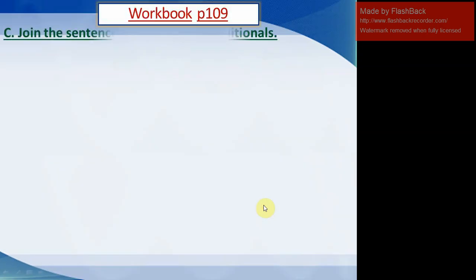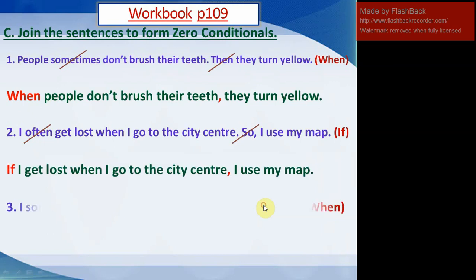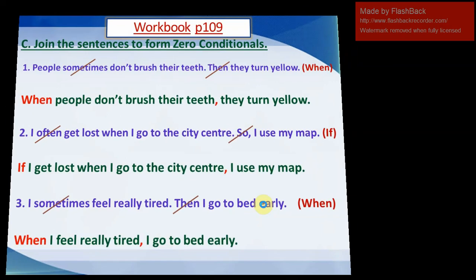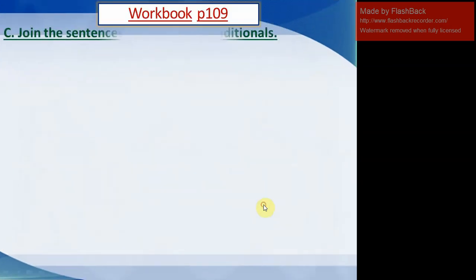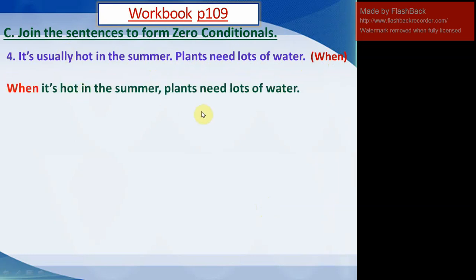Okay, my dear students, again quickly. Number 4. It's usually hot in the summer. Plants need lots of water. We are talking about a fact or a truth here. Use when. We delete usually, we say when it's hot in the summer, plants need lots of water. We put a comma in the middle, okay?